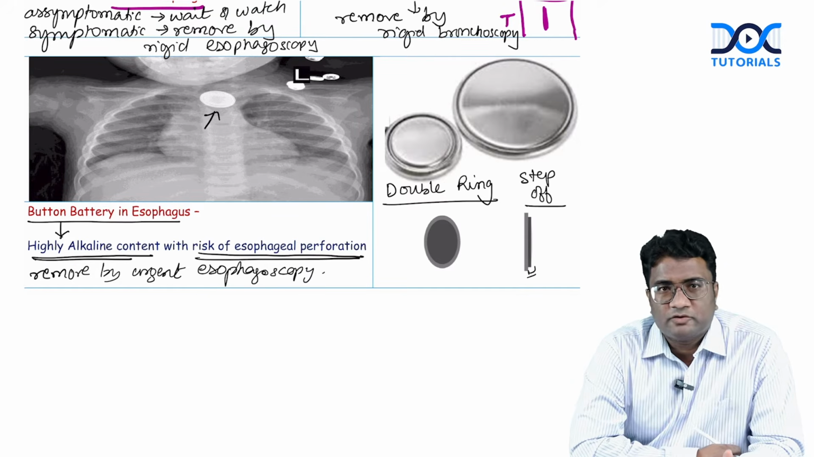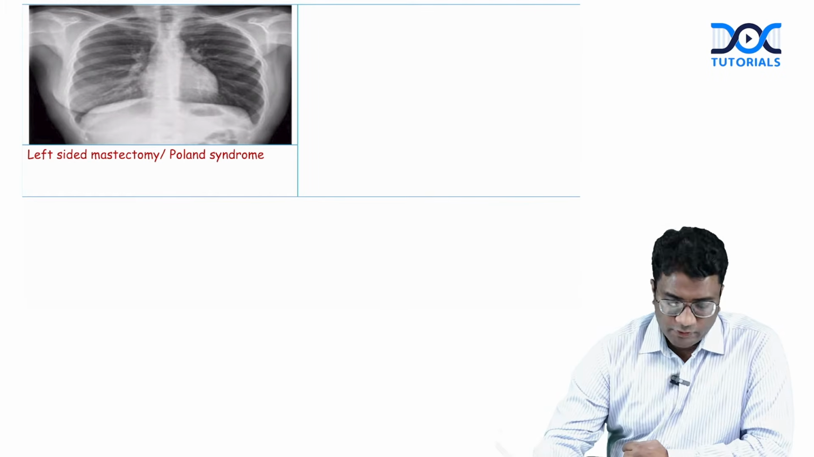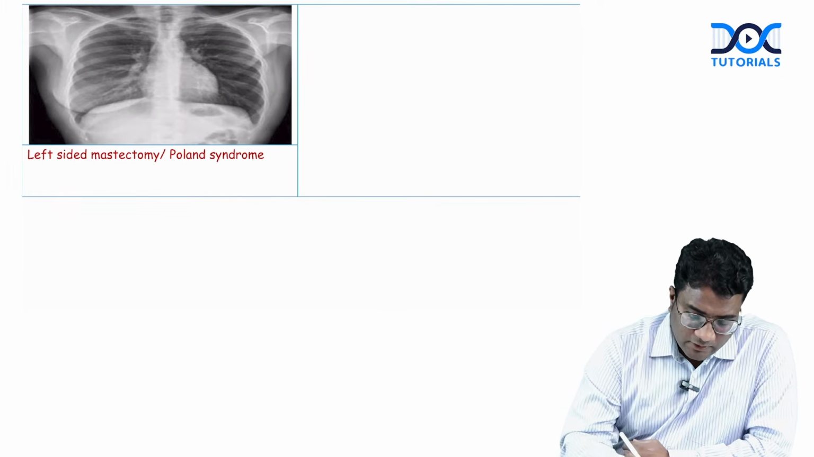Remove by urgent esophagoscopy. Are we clear with this? So this is button battery in the esophagus. Now look at this radiograph. What do you see on this radiograph? Please look at the radiograph carefully.